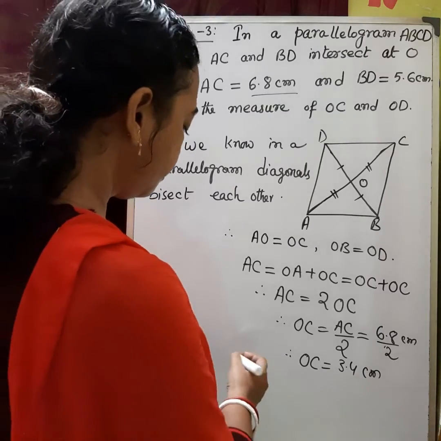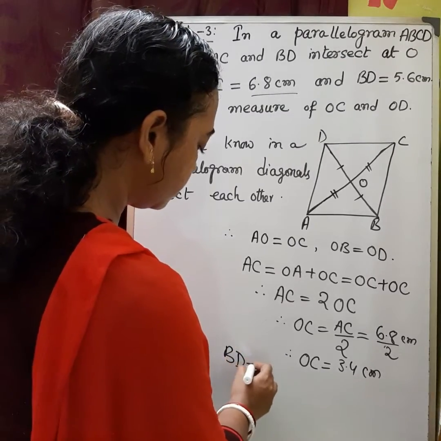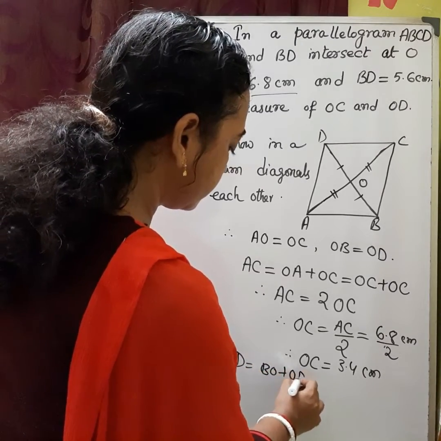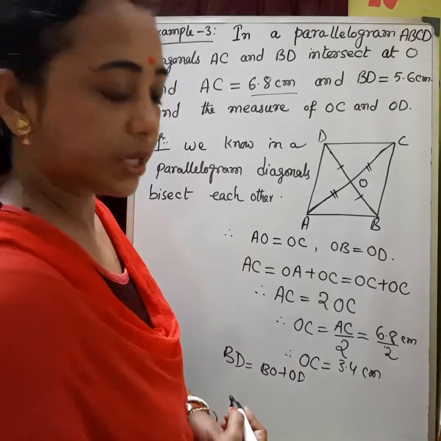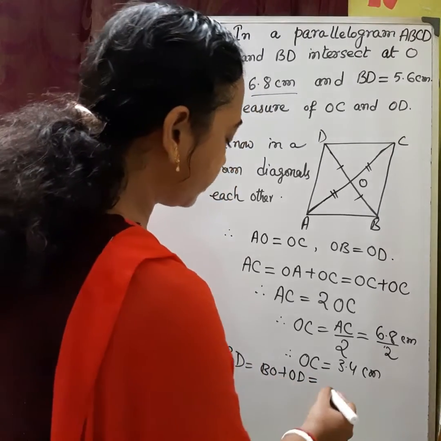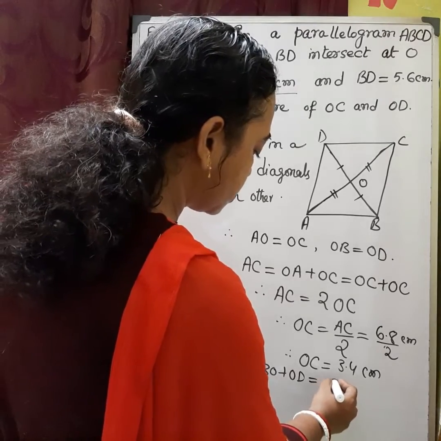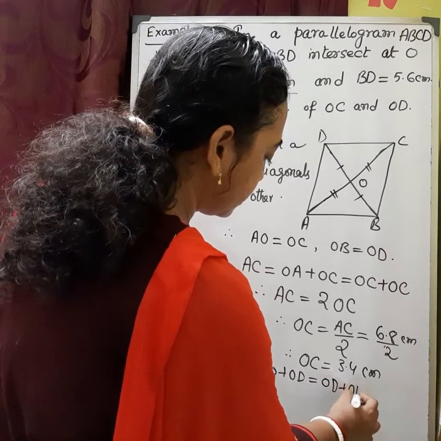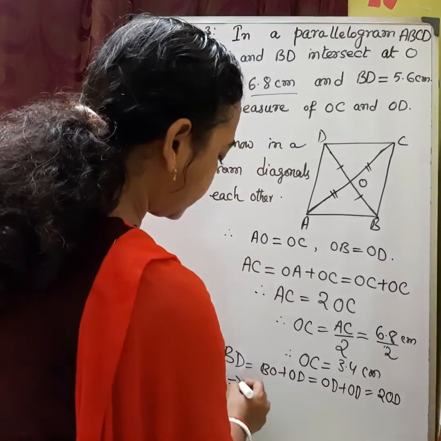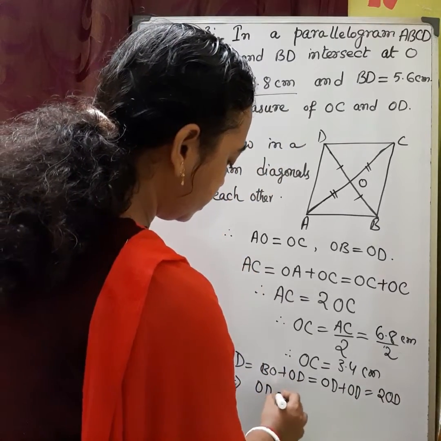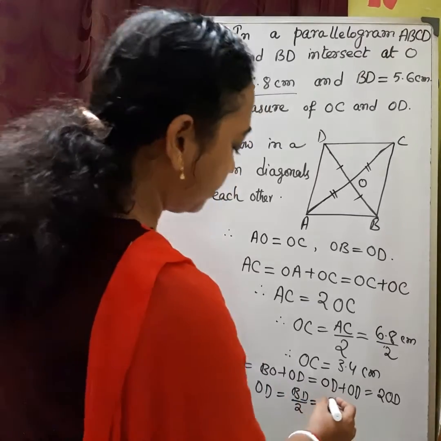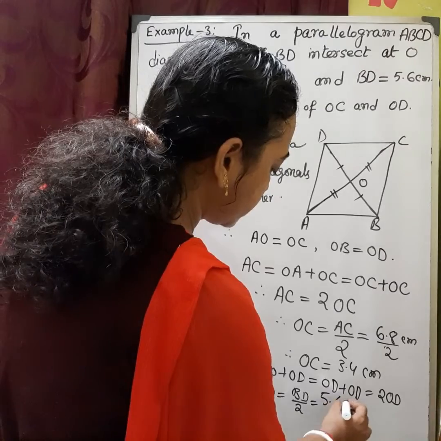Similarly, we can write BD is equal to BO plus OD. Again, OB and OD are equal length. So as we have to find out OD, so in place of OB we will write OD. So OD plus OD becomes 2OD. So this implies OD is equal to BD by 2. So BD is given here 5.6 centimeter.